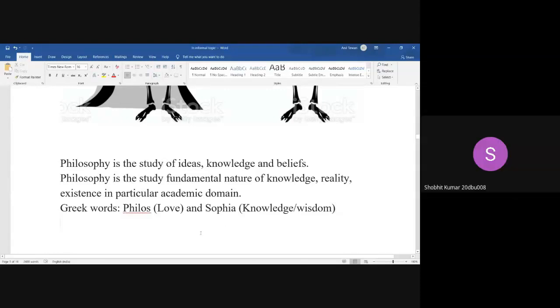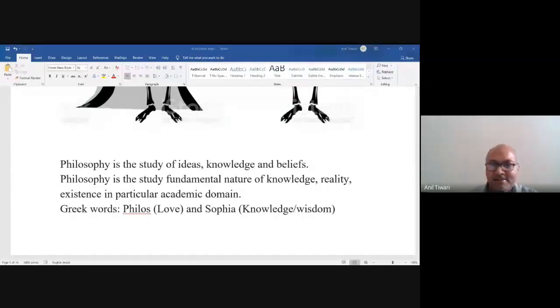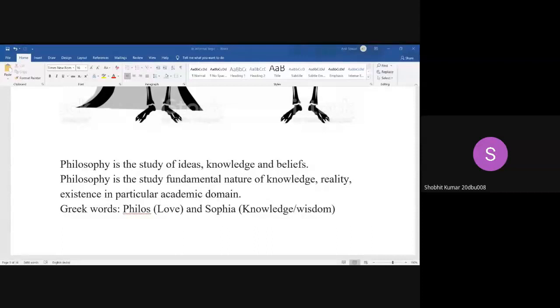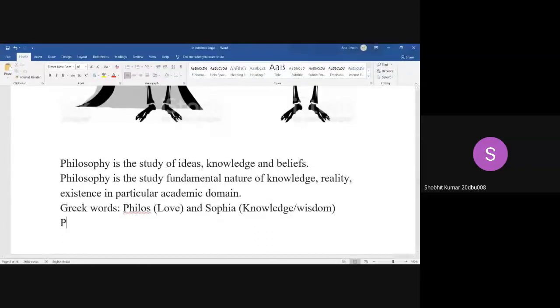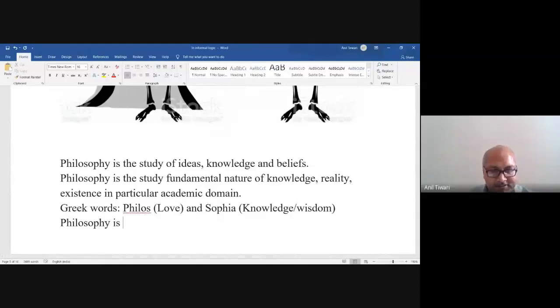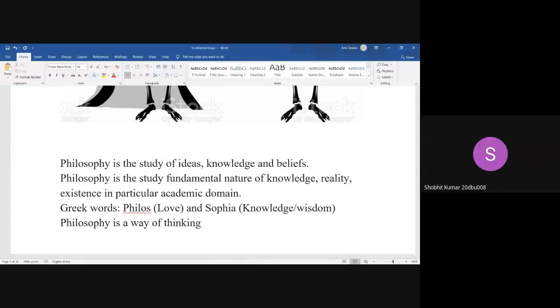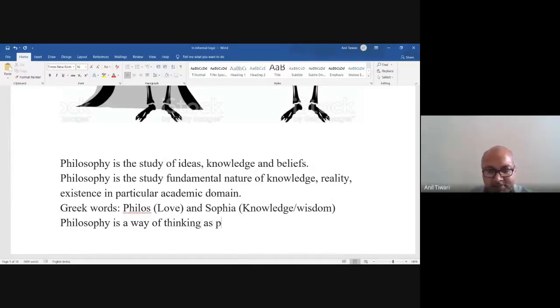Anyone else? Good morning, Shobit here. Sir, philosophy is a way of thinking as per the knowledge of any concerned person. Philosophy is a way of thinking as per the knowledge of the concerned person. The person who is thinking, or about whom you are thinking? The person who is thinking. So philosophy is a way of thinking as per the knowledge of the thinker. Okay.